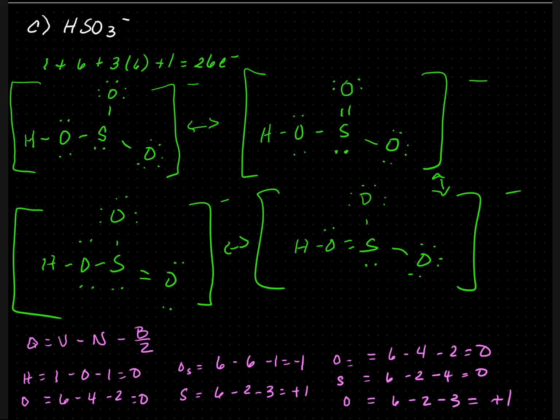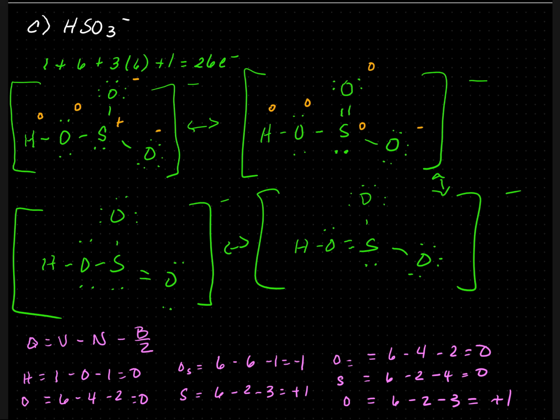I'm going to write in the charges. So the hydrogen has a charge of 0. The oxygen has a charge of 0. The single bond oxygen is negative 1. The sulfur is a plus. Top right picture, the hydrogen is still 0. The oxygen is 0. The double bond oxygen is 0. The single bond oxygen is a minus. The sulfur is a 0.